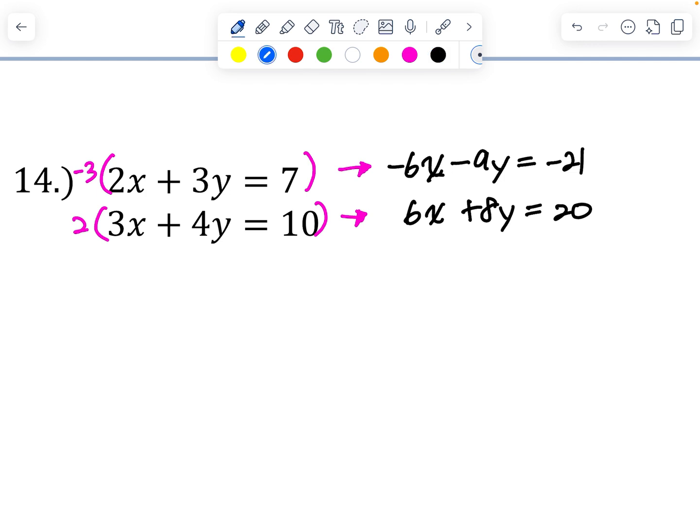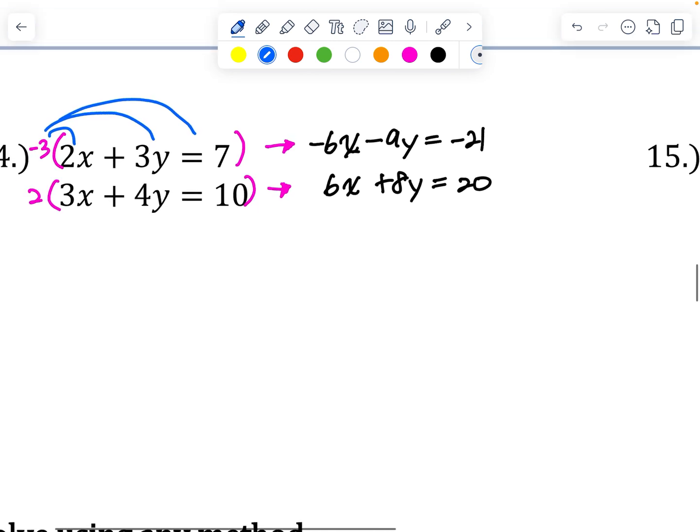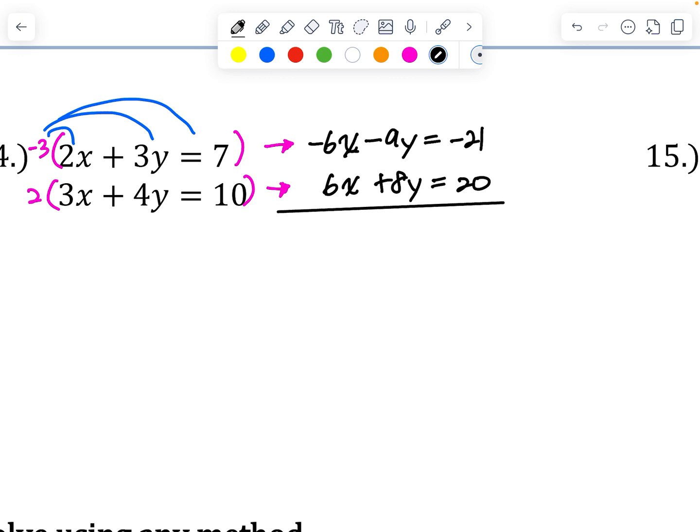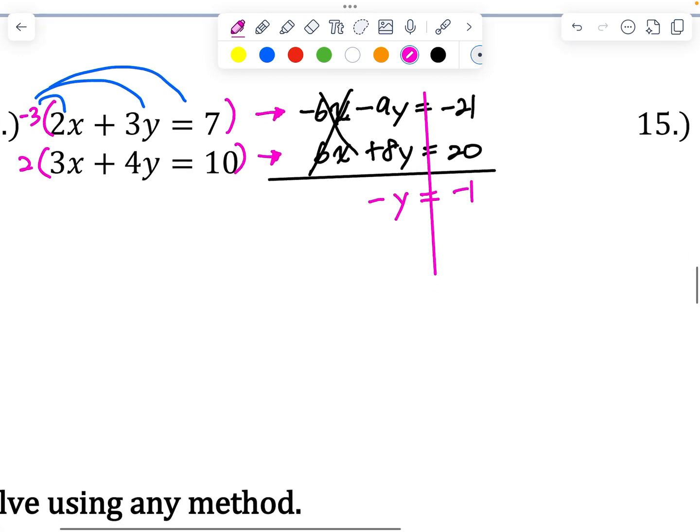Let me just double check and make sure I distribute it correctly. That does give me negative 6x, negative 9y, negative 21. Check, check, check. And that's 6, 8, and 20. Okay, perfect. All right. So I'm ready to combine them. So this one cancels out. So I end up with negative y equals negative 1. Multiply both sides by negative 1. I get y equals positive 1.